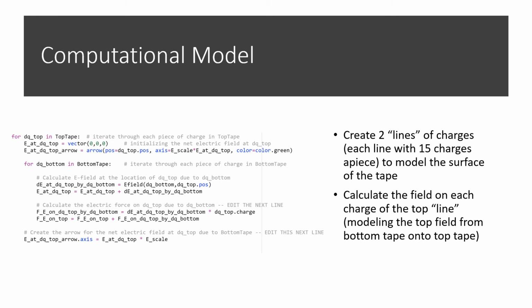So here you can see the first part of our computational model, where we've created 15 equal charges for each piece of tape. So we have two lines of charges. One is labeled as dq top, the other is labeled as dq bottom. And this function is taking the field on each charge on the top line, or dq top, and calculating the field on each section caused by the charges on the bottom tape, dq bottom.